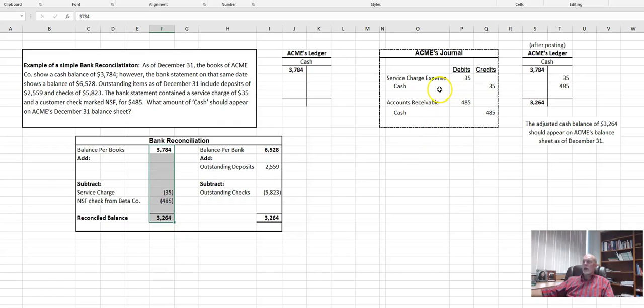And then the debit for the first item would go to a service charge expense. That's for that bank charge. And the other item, the $485, that'll go to accounts receivable because that customer still owes us that money. Remember, the check was no good. They still owe us for that amount, and so we're going to put it back into accounts receivable. These journal entries will be posted to the ledger. I've only got the cash account here, but when those two credits are recorded, that would bring the cash balance up to $32.64, which is what we had reconciled to, and that's the number that would go to the balance sheet.